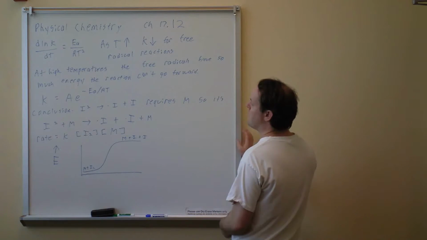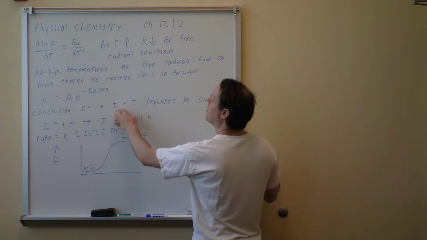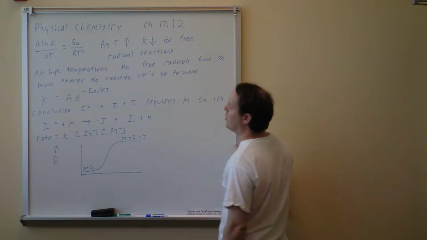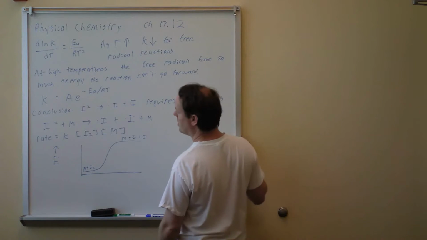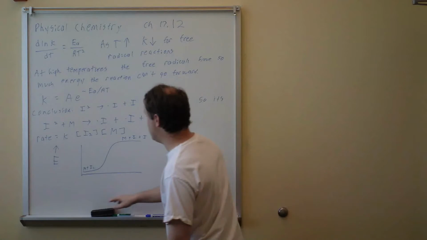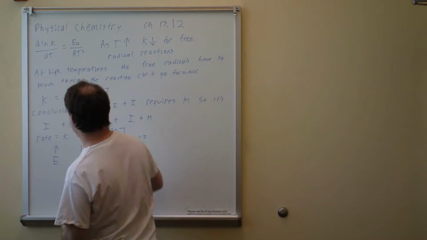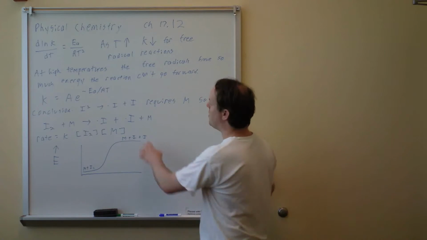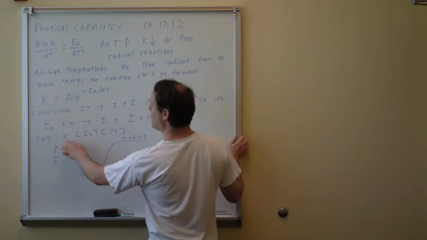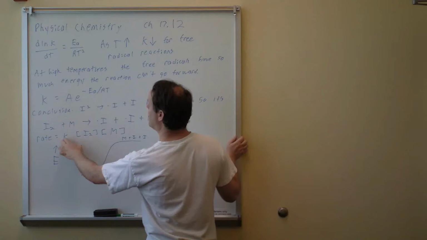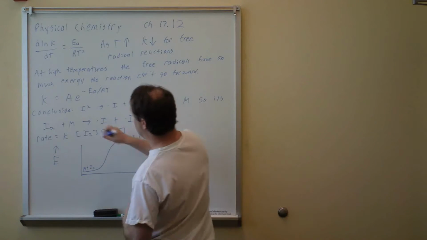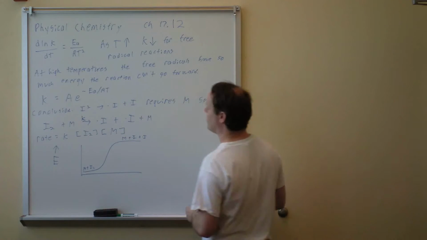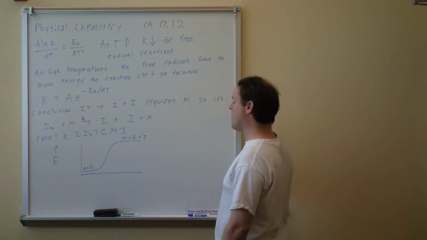So, conclusion: this I2 splitting apart into I plus I requires a third body M. So we're actually writing it as, it should be I2, oops. Okay, I2 plus M goes to I plus M. So the rate of the reaction is going to be equal to the rate constant K here, obviously, times the concentration of I2 times the concentration of whatever third body M.